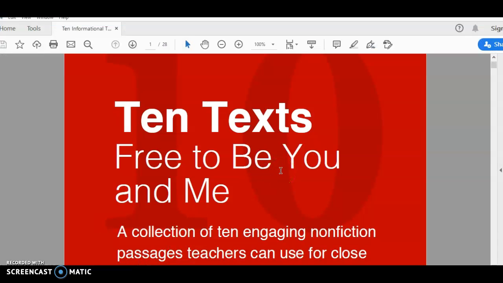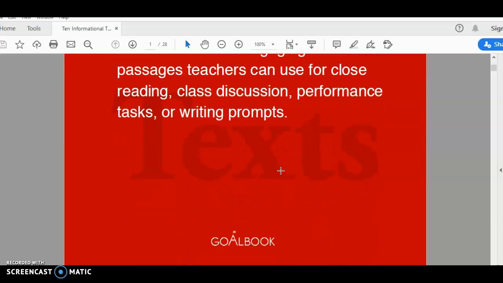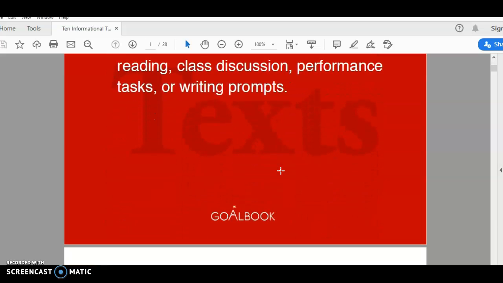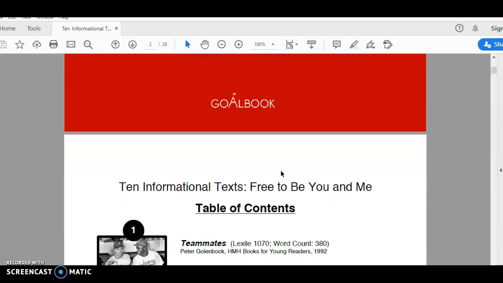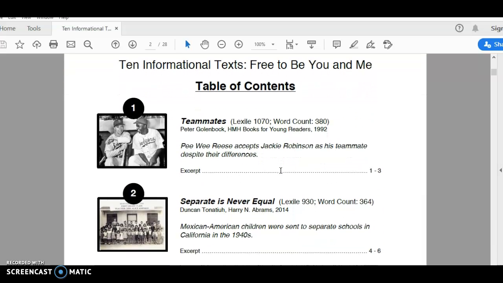So this is the document with all of the texts in them. There are 10 of them, and they're all nonfiction, real story texts. And they are around this theme called Free to Be You and Me. All of these texts are about a person or a group of people that have had some sort of a challenge that makes them different from others. And so what happens is you're going to look at your table of contents and decide which ones are the most interesting to you that you really want to read.